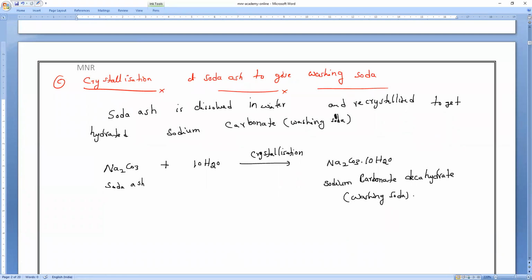We have totally how many steps? 3 steps you have to remember for production of washing soda. I hope everybody understands very clearly. Any doubt, you can ask. Very simple. First we form the sodium hydrogen carbonate. Later decompose the sodium hydrogen carbonate. And third step, add the water and recrystallize to form washing soda. Unhydrated to hydrated. That's all.